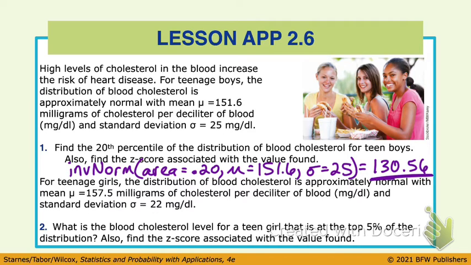Did you find the Z-score associated with that? How do you do the Z-score? Same area. What do you put in for the mean? 0. What do you put in for standard deviation? 1. And you'll get the Z-score associated with this 20th percentile. It should be below the mean, so it should be negative. And what did you get for your Z-score?